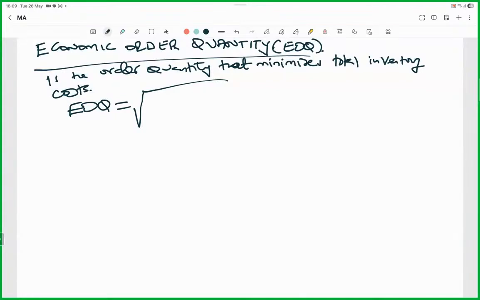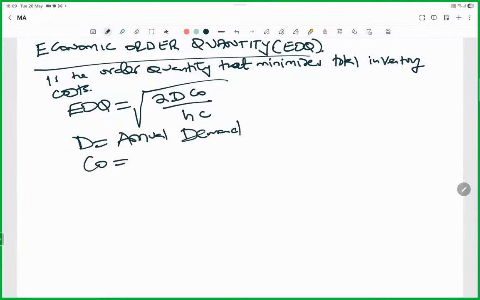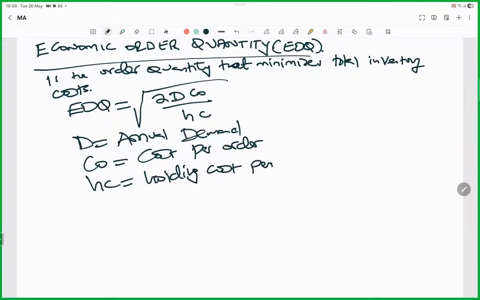Great. So EOQ is the square root of 2 D CO all over HC, where D is the annual demand, CO is cost per order, and HC is holding cost per unit per annum. Very good. Once you've understood that, it will be very important for your examinations to be able to know the EOQ assumptions.